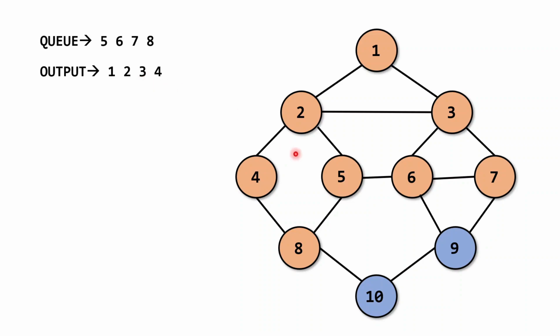Now next node is 5. For 5, 2, 8 and 6 are the adjacent nodes or adjacent vertices, but all of them are visited, so we have to just put this 5 in the output. Our queue will remain the same as no other vertex is inserted in the queue, and our output is this.